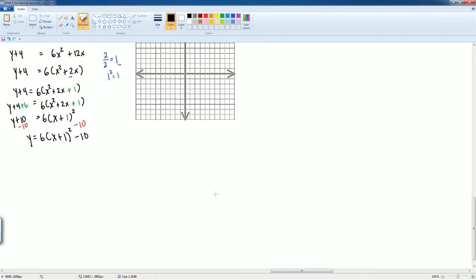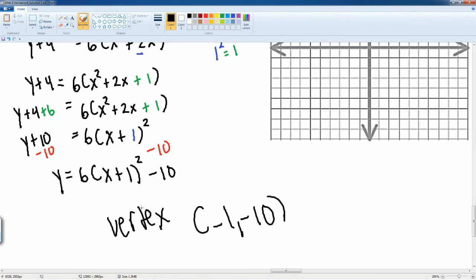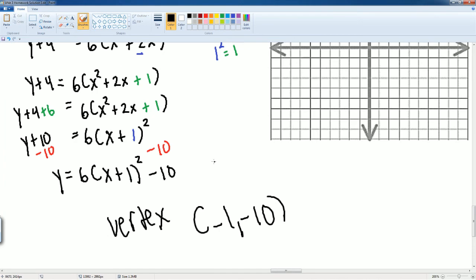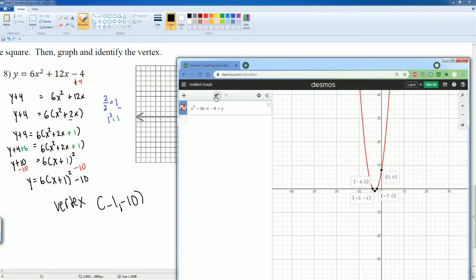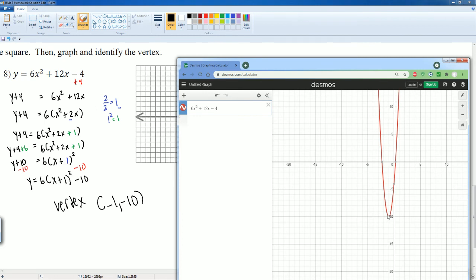Ooh, this is very ugly. So the vertex here though is -1, -10. And it does not follow the 1, 3, 5 method because do you see that 6 out in front? So the graph is ugly. Let's just graph it on Desmos and see what happens. 6x squared plus 12x minus 4. Do we get the vertex right? Well, we got the vertex right. Now, do you see how very sharp it is? Because it has to go up.